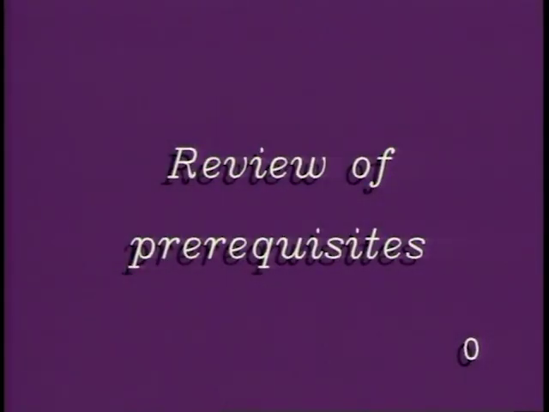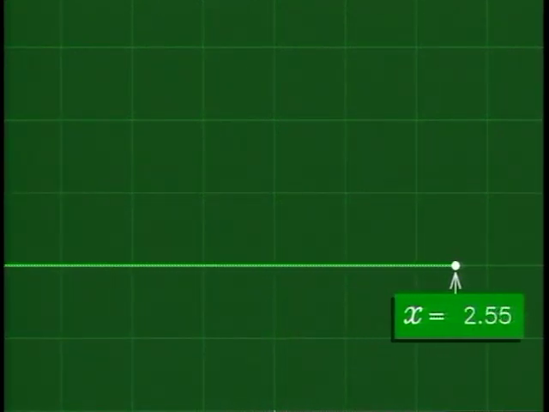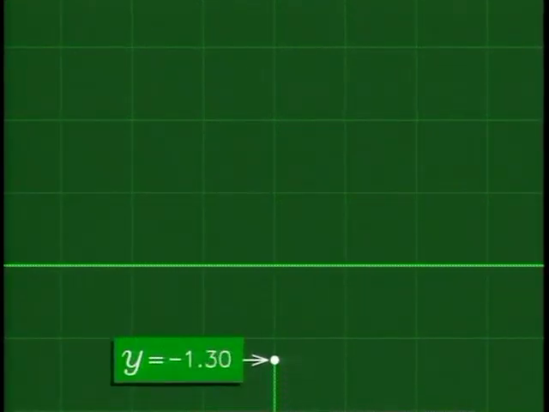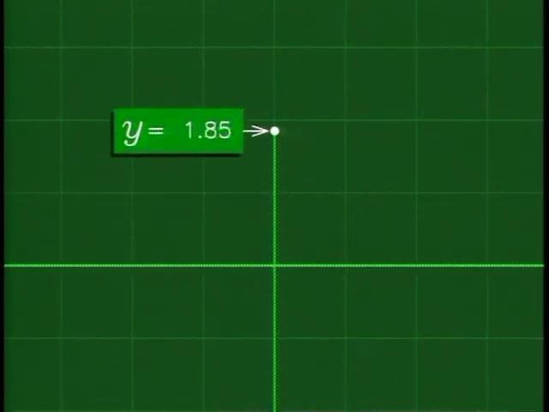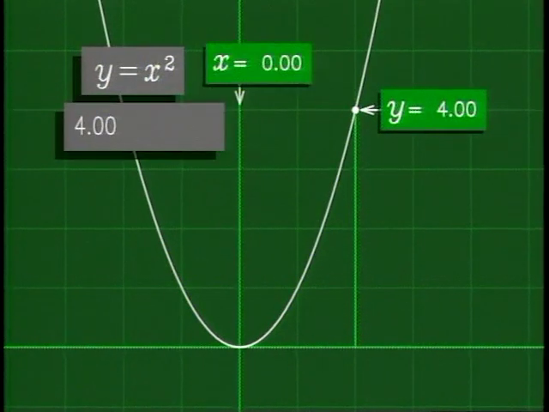The program begins with a brief review of prerequisites. This program uses rectangular coordinates with a horizontal x-axis and a vertical y-axis to display graphs of polynomials. For example, on the graph of this polynomial, the vertical y-coordinate of each point is equal to the square of the horizontal x-coordinate.